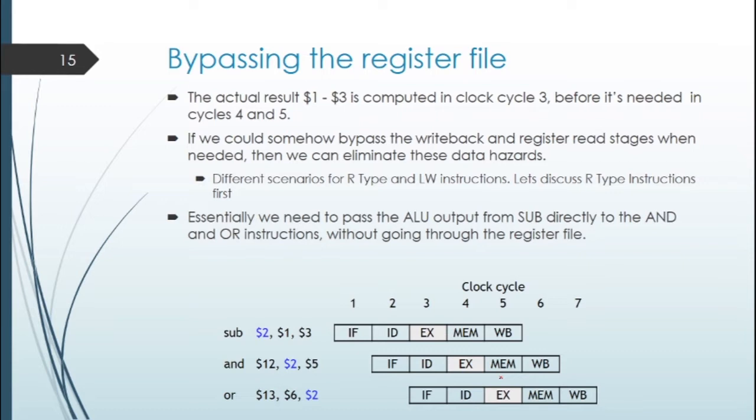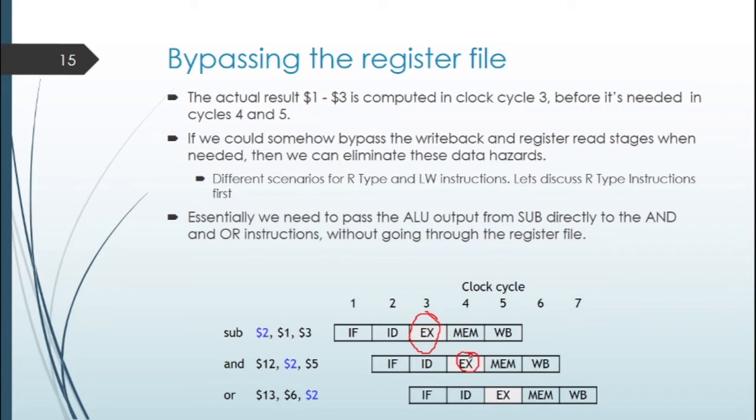We can actually bypass the other stages and just use that data for the computation in the next clock cycle. How? This will be an interesting thing. The data is actually calculated in the subtraction of 1 minus 3. This is actually done in the third clock cycle. We can use this data in this next clock cycle.